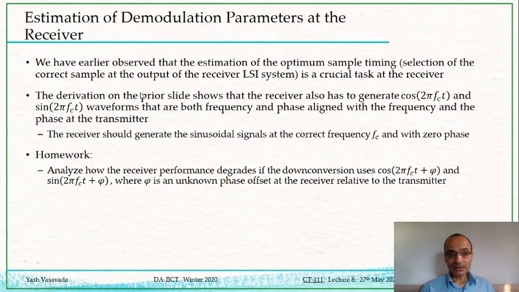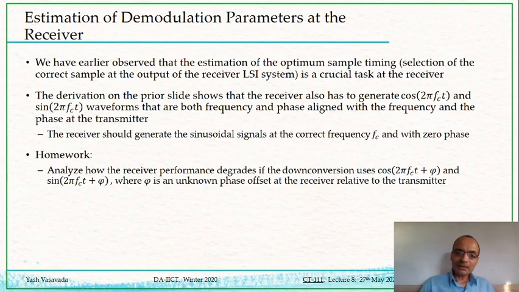Similar to that, the receiver has to also be able to generate cosine and sine at the exact frequency f_c. That is also a big job. And in fact, there will always be some frequency offset. If f_c is, let us say, 1 megahertz at the transmitter, at the receiver it may be 1 megahertz plus 100 hertz, for example. The receiver may not be exactly able to synchronize with the transmitter.